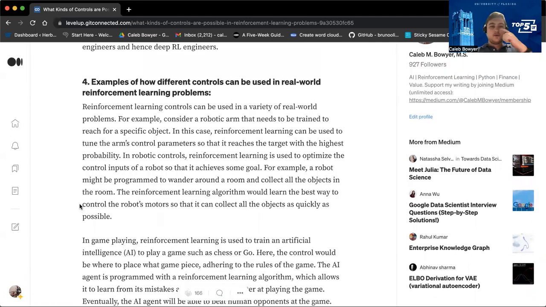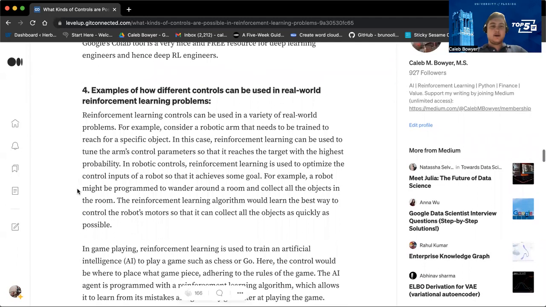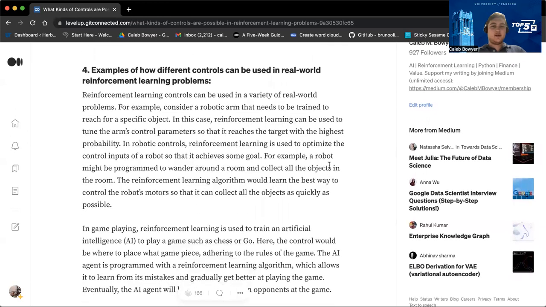Reinforcement learning controls can be used in a variety of real-world problems. For example, consider a robotic arm that needs to be trained to reach for a specific object. In this case, RL can be used to tune the arm's control parameters so that it reaches the target with the highest probability.